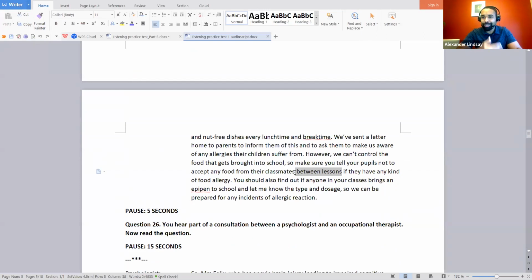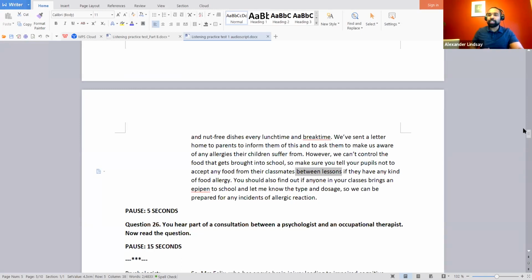So between lessons, what happens between lessons? Well, there are breaks, aren't there? So that's how the answer is going to be paraphrased in terms of being able to pick up what is correct. Just looking at some of the comments here. Yeah, not share food. Exactly, was the thing that helped us in this respect.